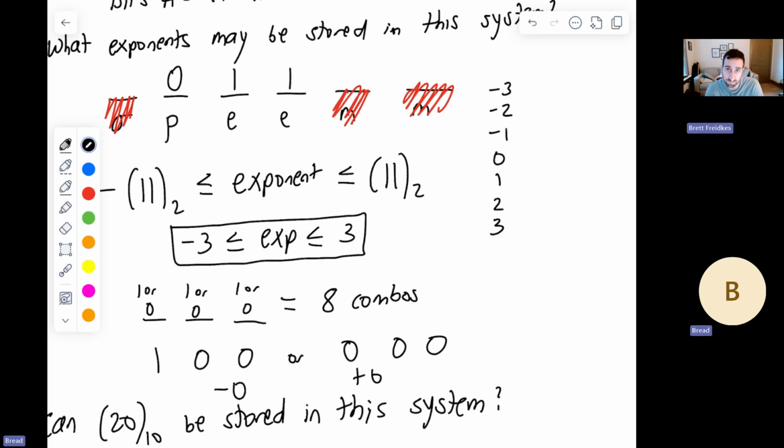This is our motivation. So here we have 7 possible options, when we really should have 8. If we have 3 bits, we have 8 possible combinations, but we only have 7 because negative 0 and positive 0 are exactly the same. That's kind of our motivation for biasing in general. We would rather regain that 8th possible exponent, and we'll see what that looks like shortly. But that's kind of the idea.